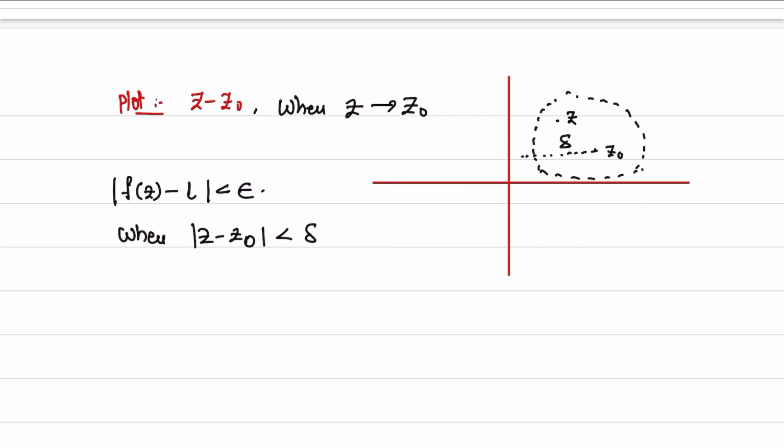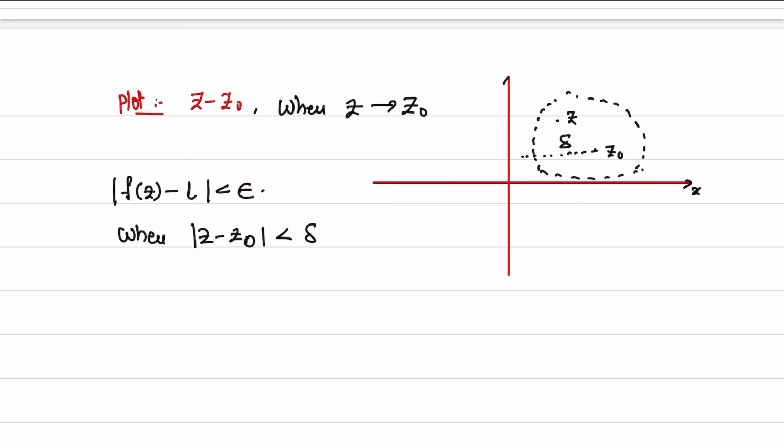function z minus some L limit, when z approaches z0, function z minus L is less than epsilon, when z minus z0 is less than delta.